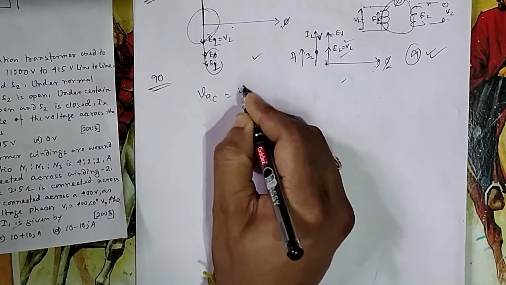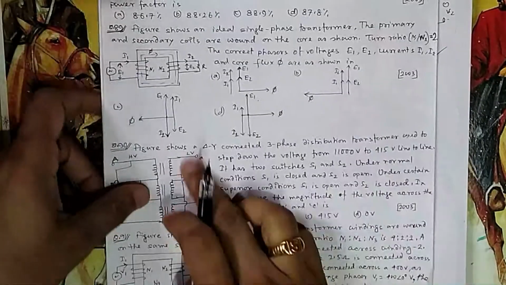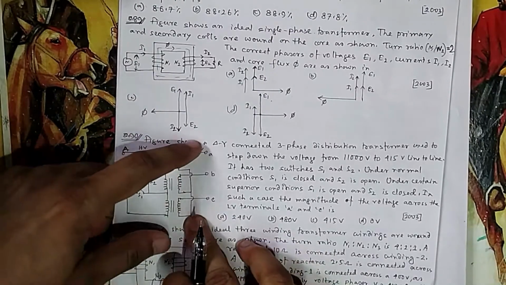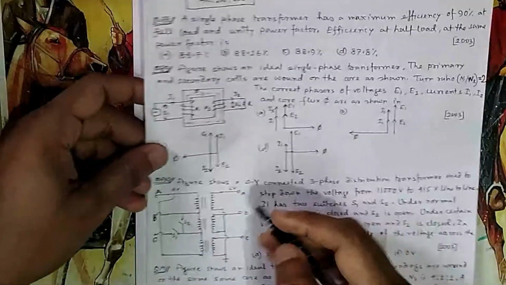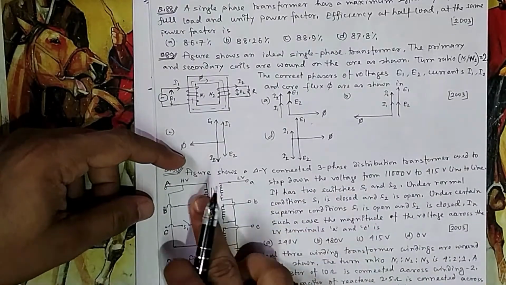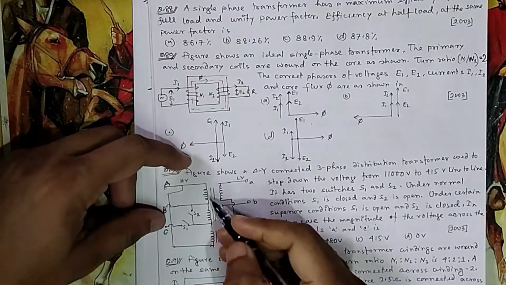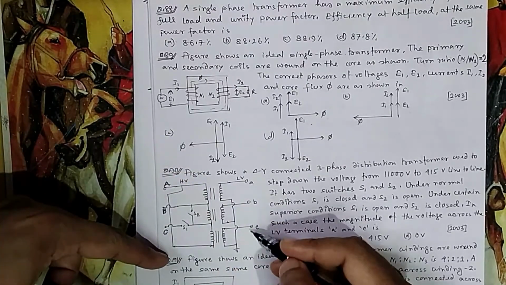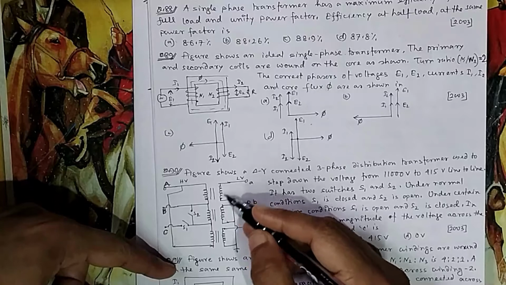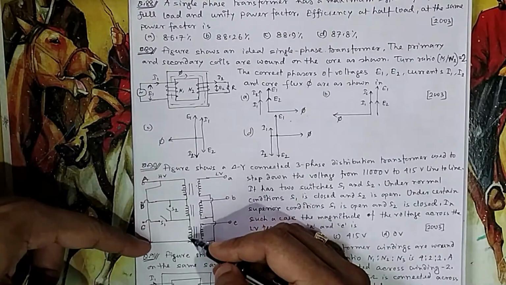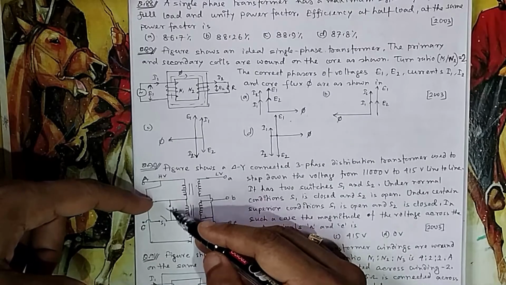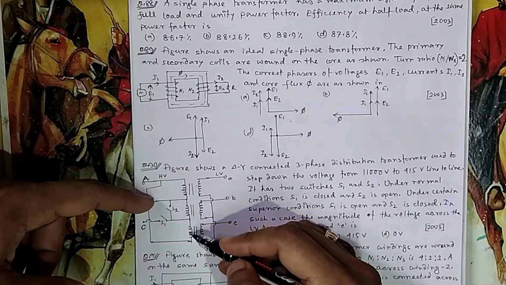So what is VAC? VA minus VC. Because VA is the phase voltage, since it is star connected, it is VA minus VC. Phase voltage and line voltage will be different. So what will be VAC? You can see whatever voltage you are getting between these two, it is VAB. And what is this winding getting? VC is this voltage, VA is this voltage. So VA is getting from this one. So this winding is getting VAB and this winding is getting VBA.